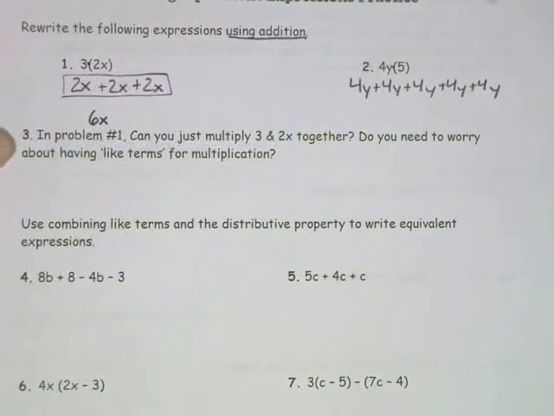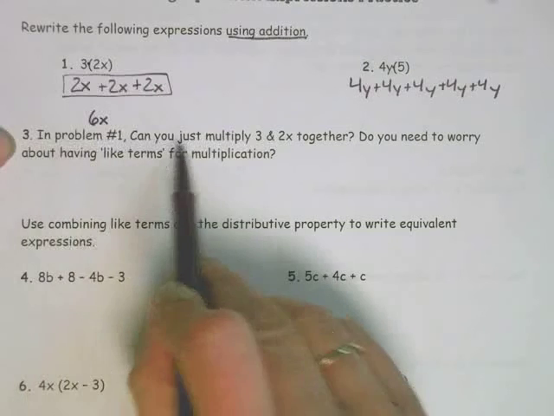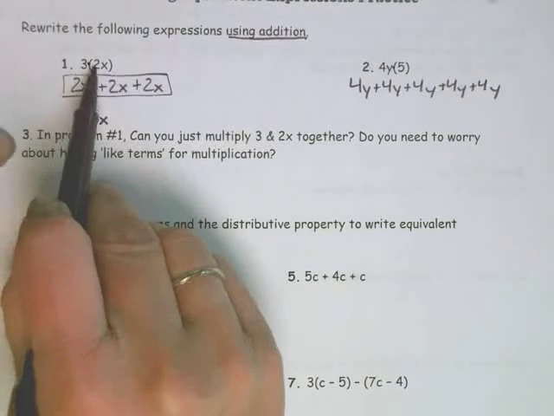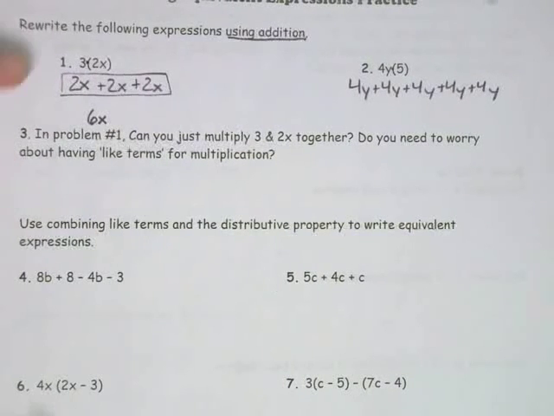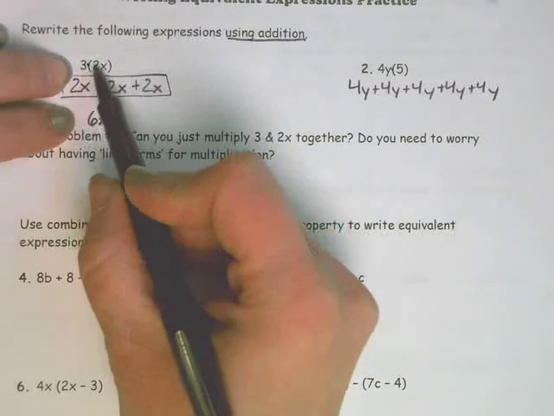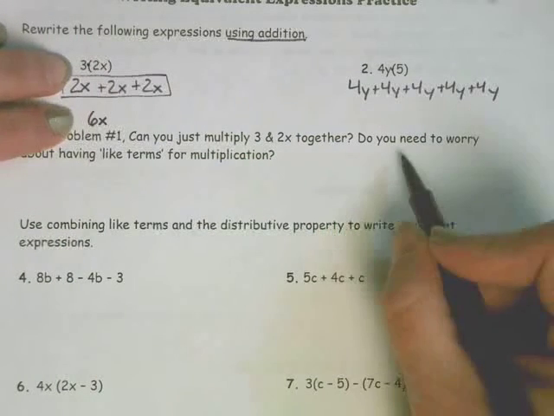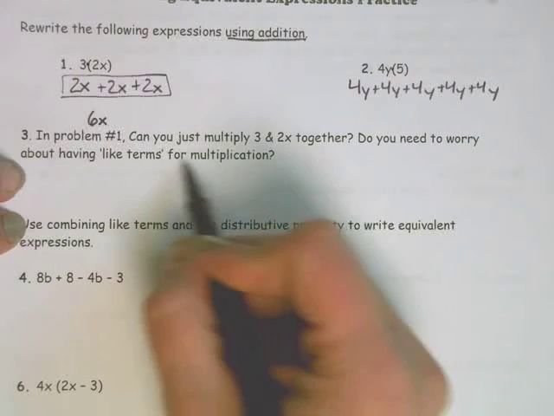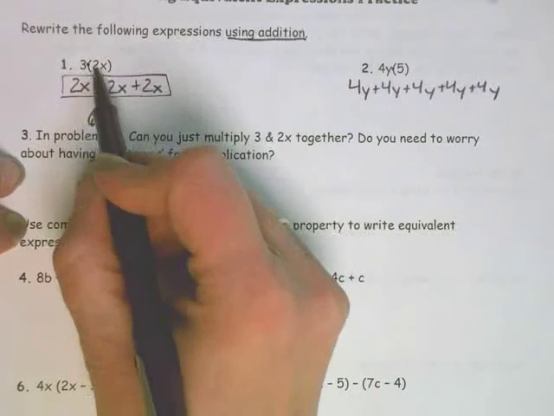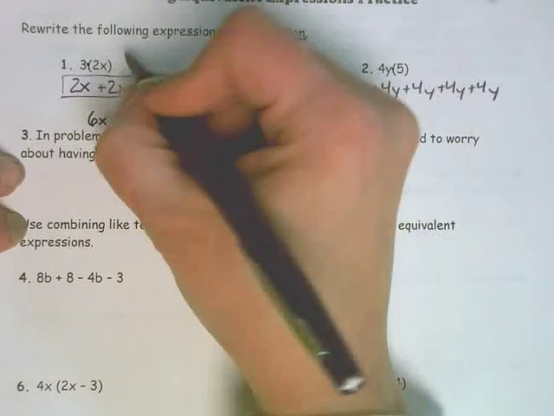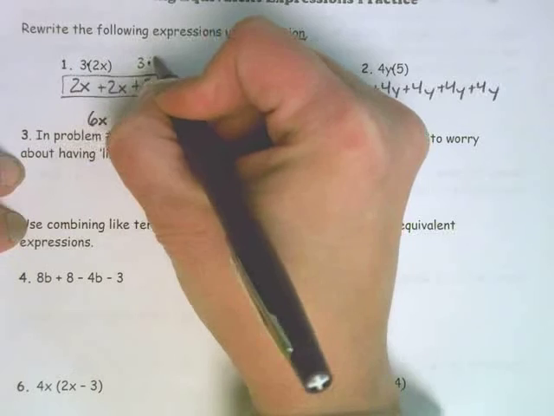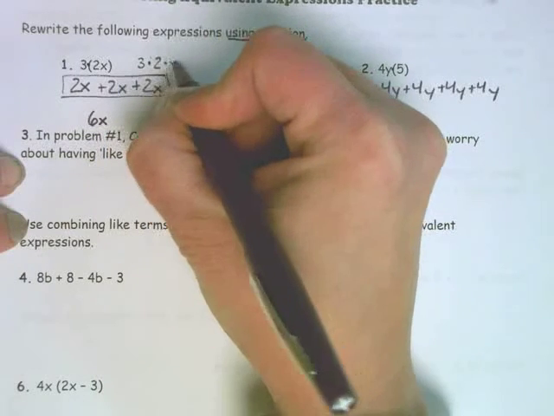All right, one more question for you on this one. In problem number 1, can you just multiply this 3 and the 2x together? Could we have done that? Did we just do that? Did we say that 3 times 2x was 6x? We did, right? Do you need to worry about having like terms for multiplication? Did we have to? No. This was just 3 times 2x, which just means 2 times x.